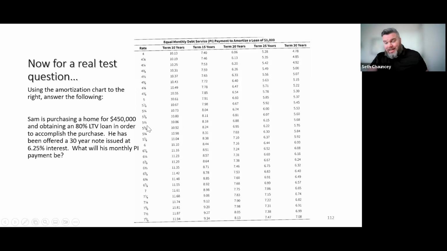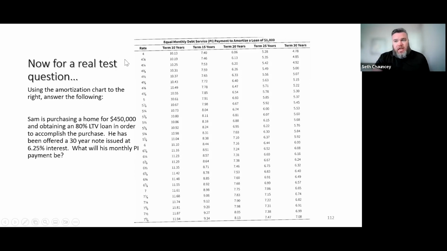So if we were looking at an actual question, okay, using the amortization chart to the right, answer the following. Sam is purchasing a home for $450,000, and is obtaining an 80% loan to value loan in order to accomplish the purchase. He has been offered a 30-year note issued at 6.25% interest. What will his monthly principal and interest payment be?